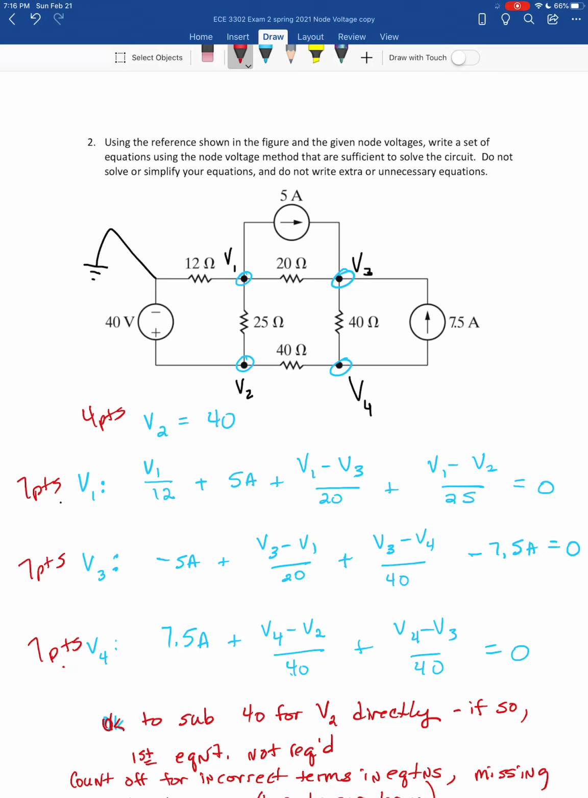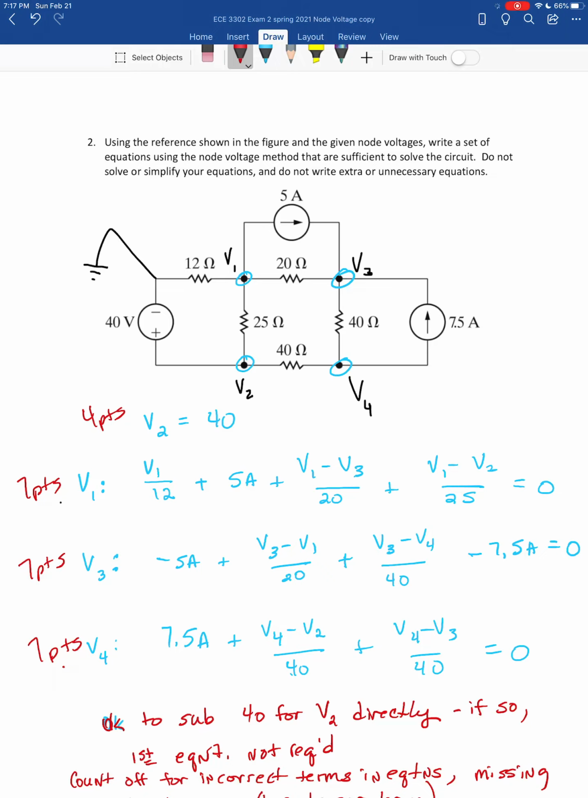Okay, in this one, I labeled the node voltages for you. You needed to write a set of equations using the node voltage method that are sufficient to solve the circuit. I did not ask you to solve the circuit. In fact, I specifically told you not to solve the circuit and not to simplify your equations, and not to write any extra or unnecessary equations. Why did I say that? Because the point of the node voltage method is to create a minimum linearly independent set of equations. That's what it does. If you write a bunch of extra equations, that doesn't benefit anything, and the whole point of teaching the method is so that you understand that it minimizes the number of equations.